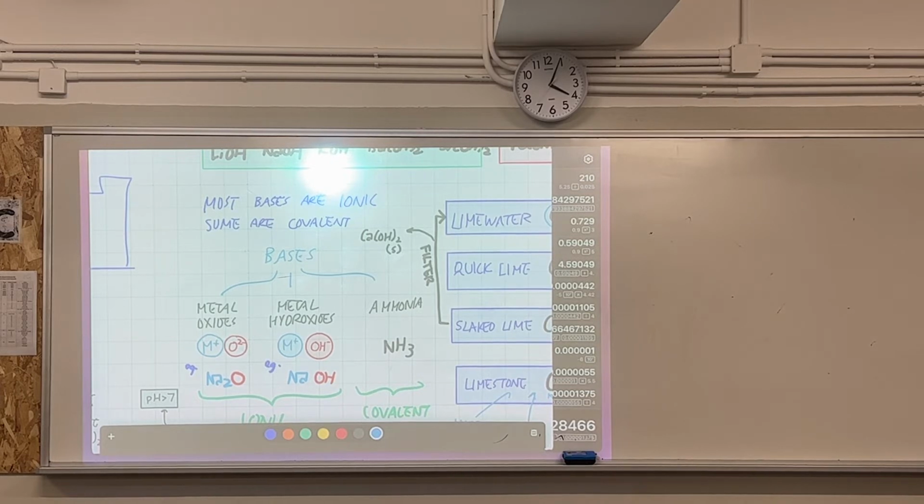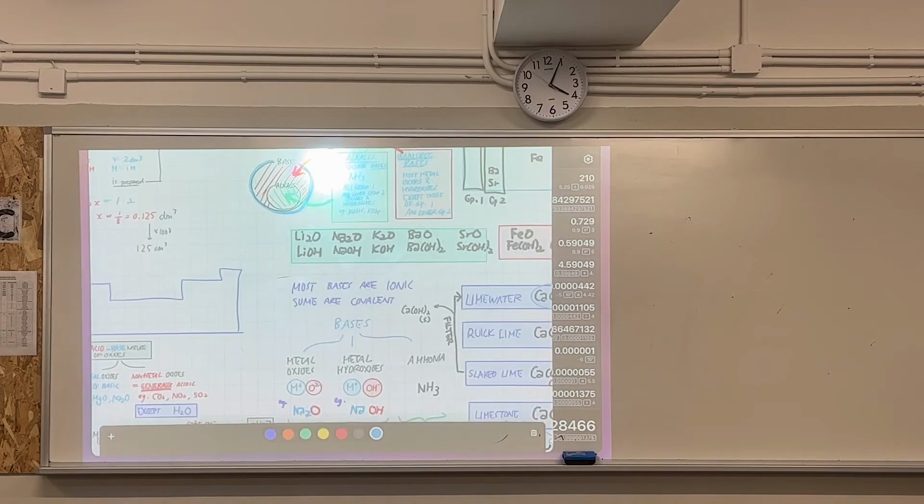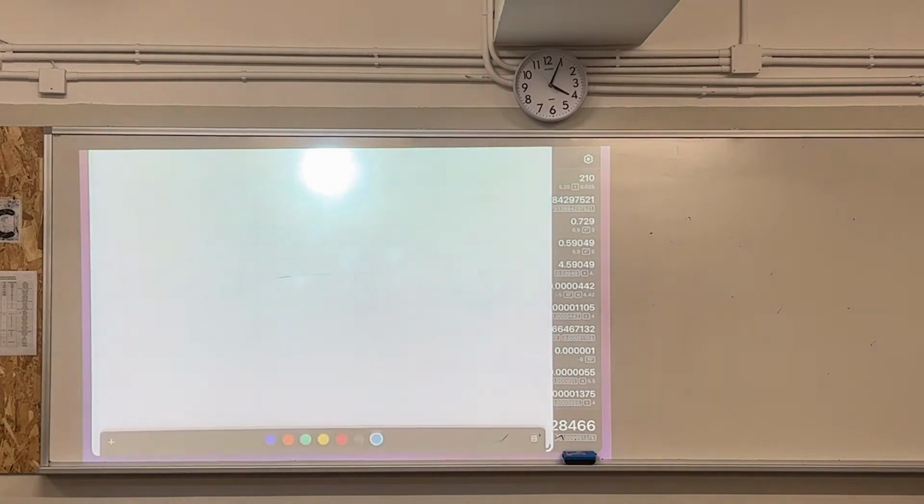So next, we have: compound X is a white solid. When dilute HCl is added to it, colorless gas bubbles evolve. What can you deduce from this experimental result?